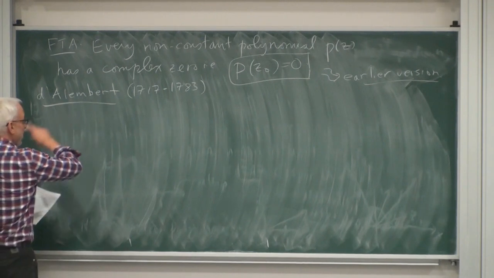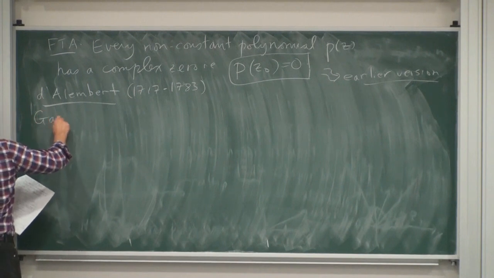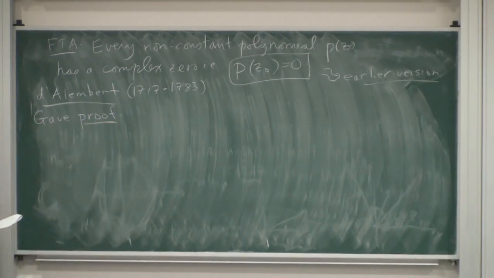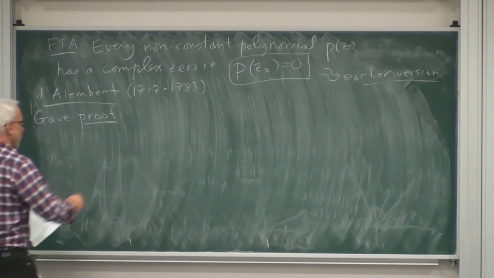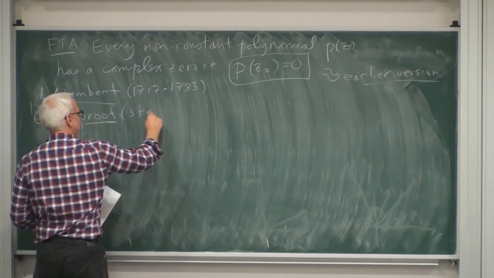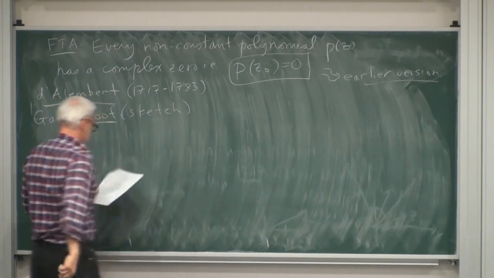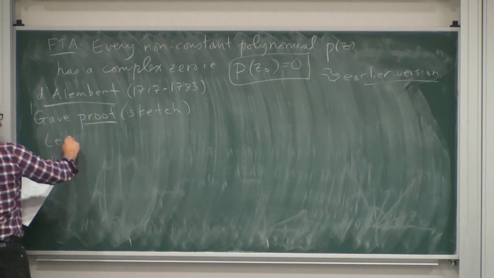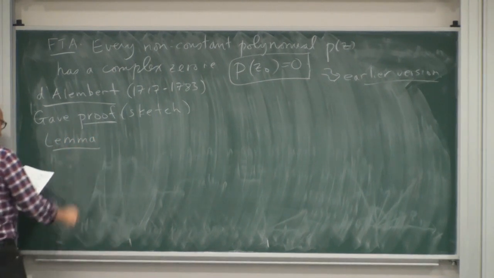So D'Alembert gave a proof, which was not exactly complete. It was an argument which was then successfully honed by other people in decades to come. But I'm just going to sketch the proof here. The proof rests on a lemma of his that has his name attached.